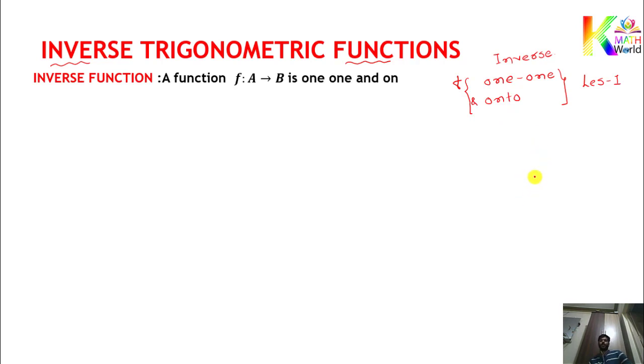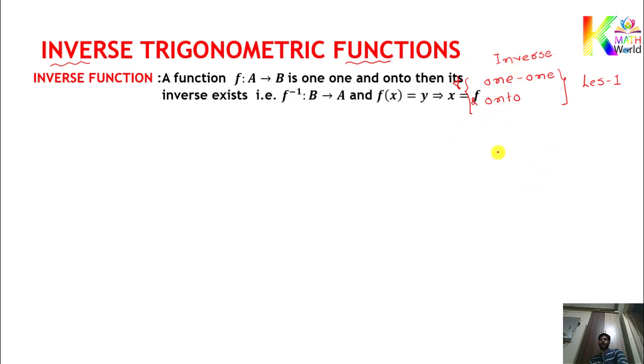You can see the definition here. A function f from A to B, if it is 1 1 and onto, then its inverse exists. This thing is important. The inverse can be denoted as f inverse, and you change the order: f inverse is from B to A. You can see here B to A exists.